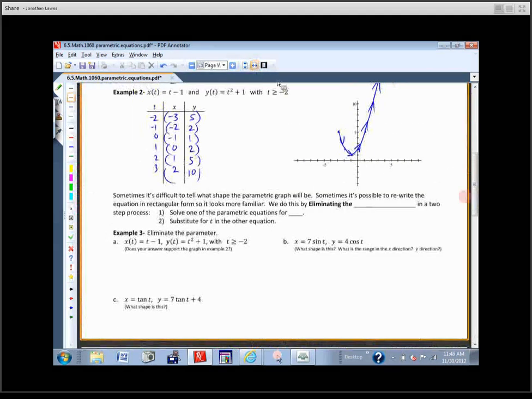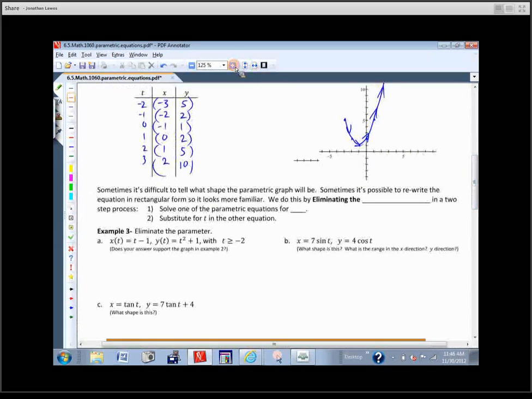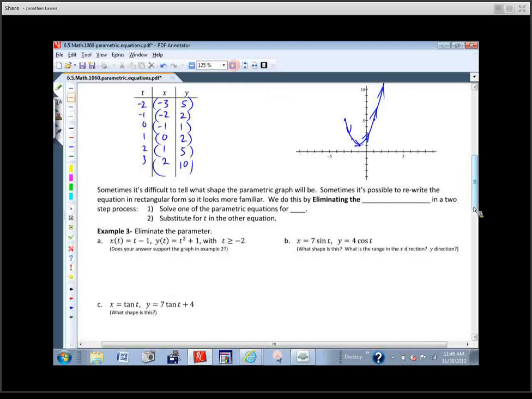Okay, so let's take a look at the next part here. Occasionally, if you look at a parametric equation, you can tell what the graph is going to look like. But it's actually pretty tough to do that. Most of the time, you look at a parametric equation and you've got to actually sketch the graph or have your calculator do some work before you could tell what it looks like. So what's sometimes helpful to do is change this into rectangular form. Change from x's, y's, and t's to just plain old x's and y's. Okay? And that's called eliminating the parameter.